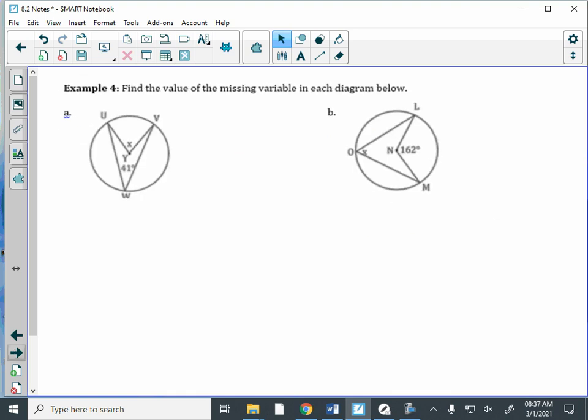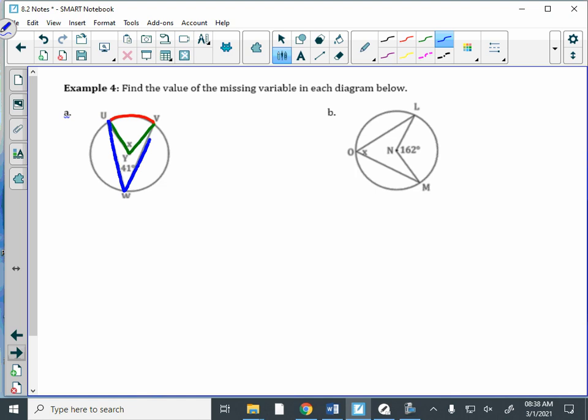So here we go. Here's an example where they're both in the same problem. We need to find x. X is representing this angle. So when the angle's missing, go to the arc. I don't know what that arc is, so I have to use the other information in my diagram to help me find that arc. The only other information they gave us was this angle right here.